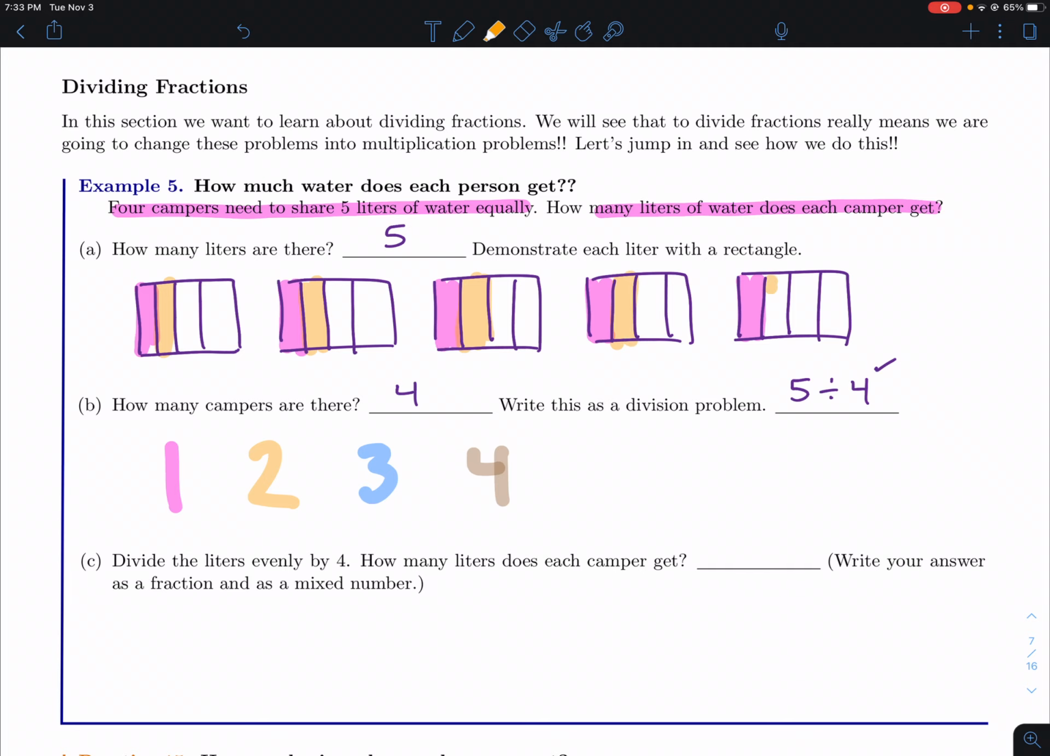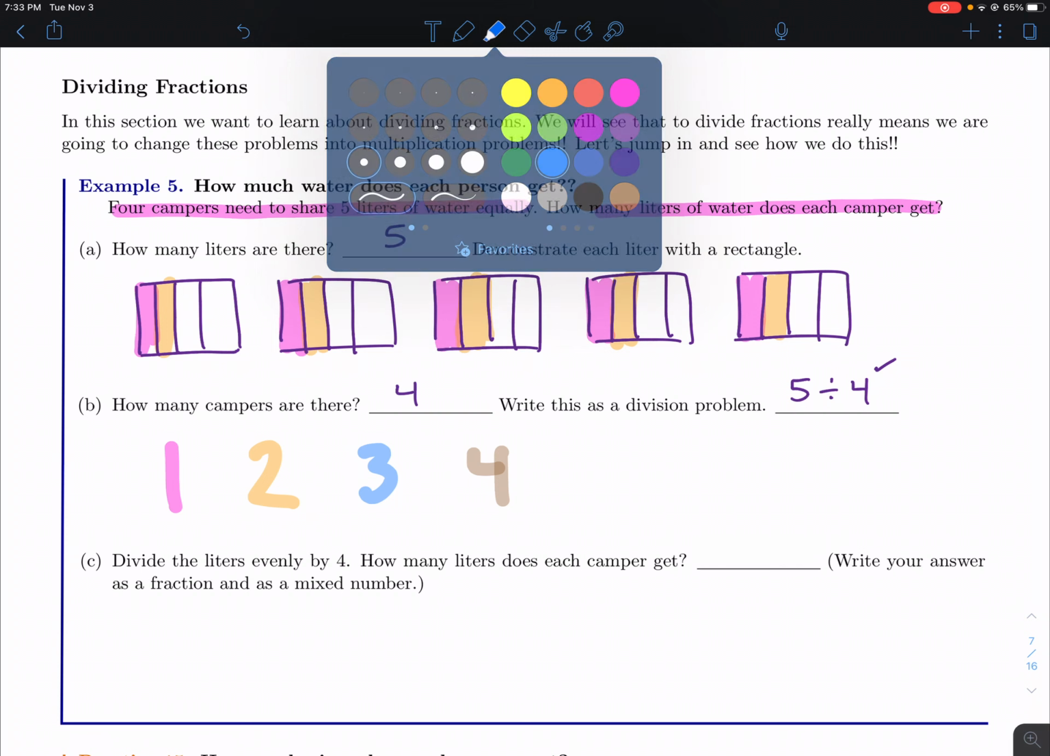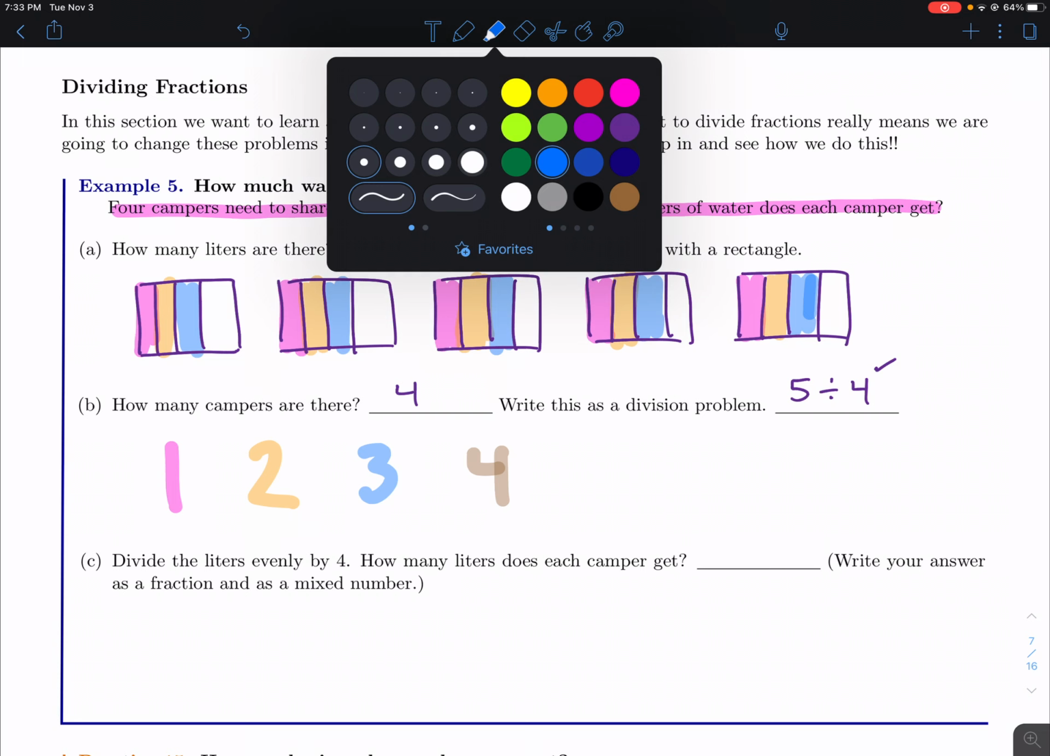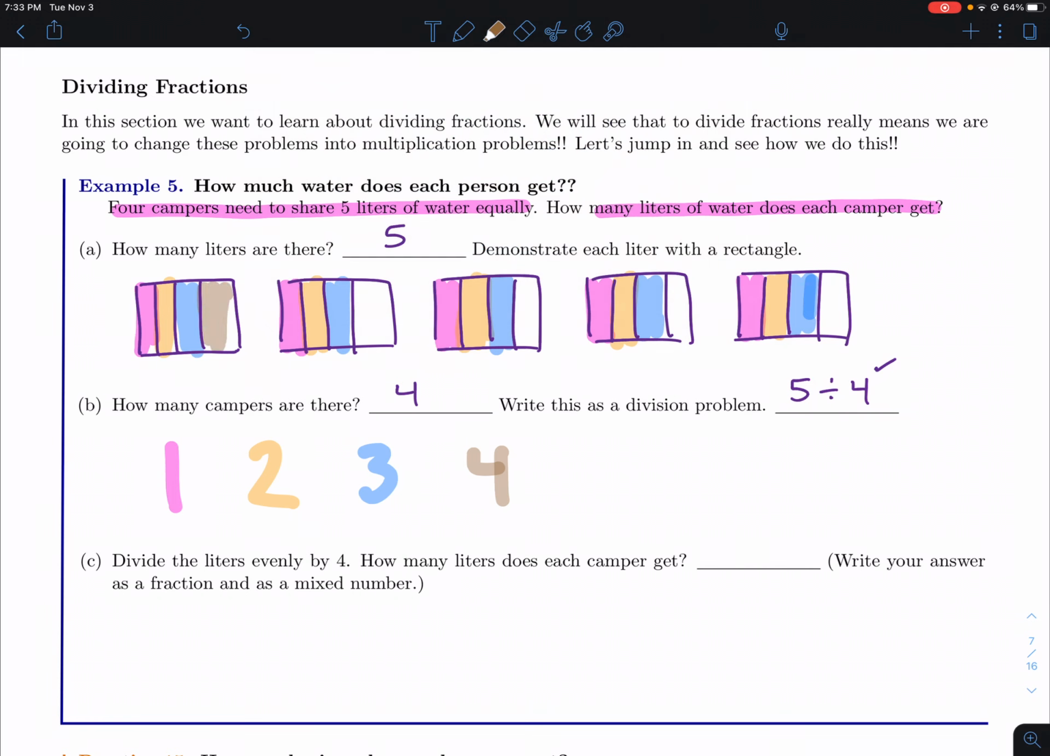So here's the chunk of water that person 2 gets. Then we've got this little blue. So this is person 3's amount. And then finally, person 4 gets this last amount. And even though some of their rectangles look bigger, that's just because I can't draw. So everybody has the exact same amount.